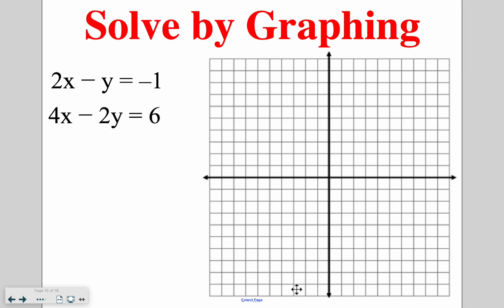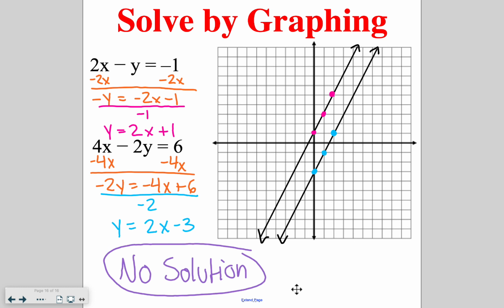Go ahead and try this one on your own. Rearranging the first equation and then graphing it, you end up at (0, 1), and then up 2 and over 1 for your second points. Rearranging the second one, you end up at (0, -3), up 2 and over 1 for your second and third points. Those lines are parallel and never intersect, so it is no solutions.